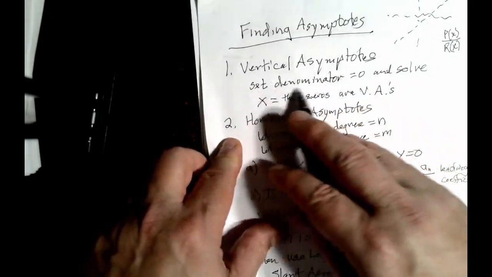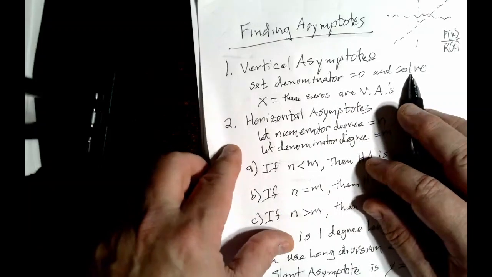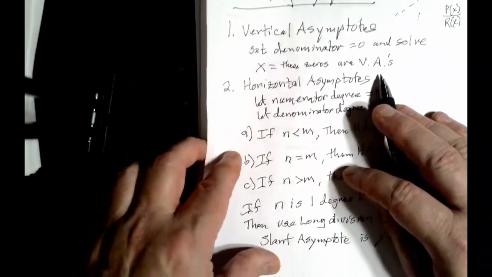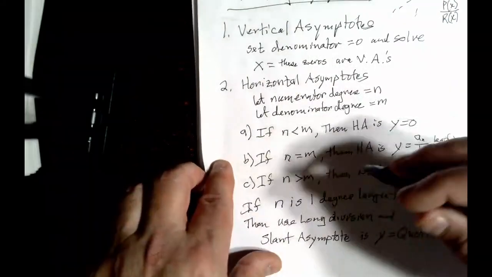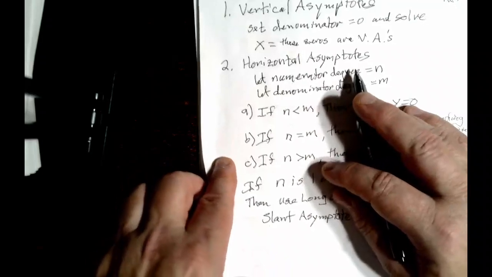The vertical asymptote, or VA, is found by setting the denominator equal to 0 and solving. X equals each of these zeros are the vertical asymptotes. They're vertical lines that x equals a number, and there can be multiple of them. Horizontal asymptotes is a little more complicated.